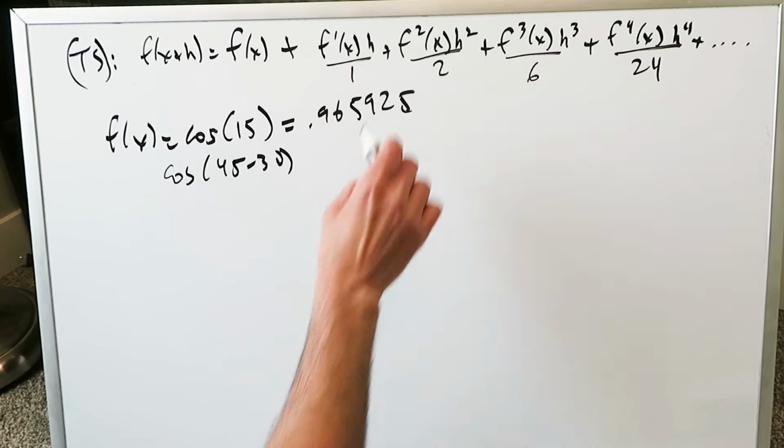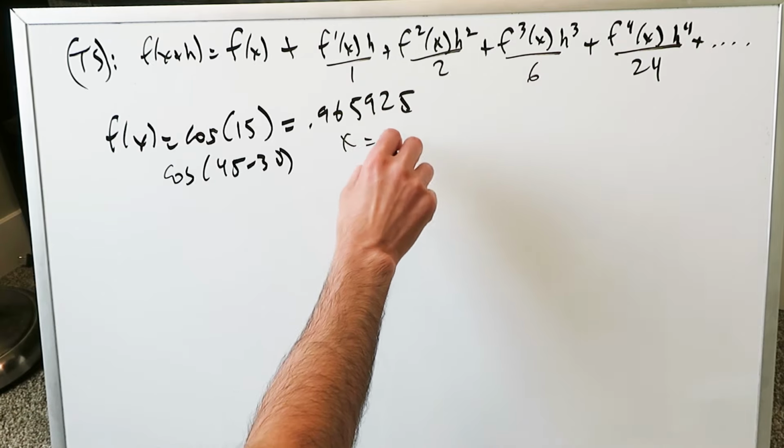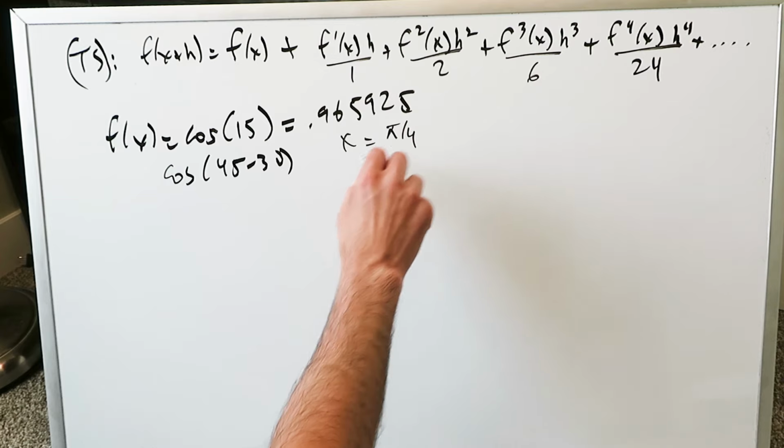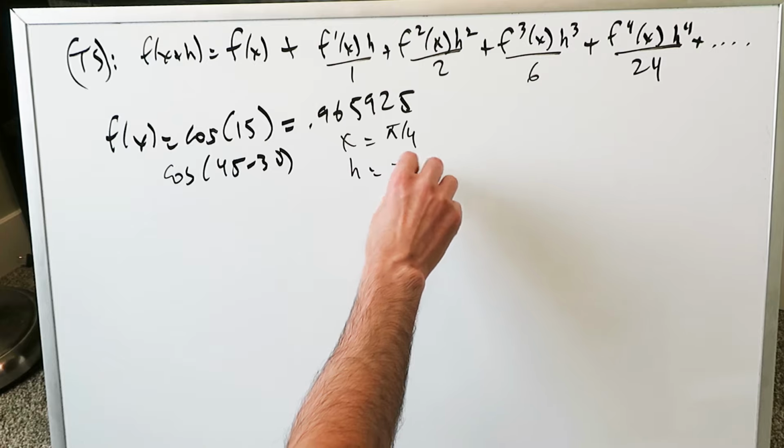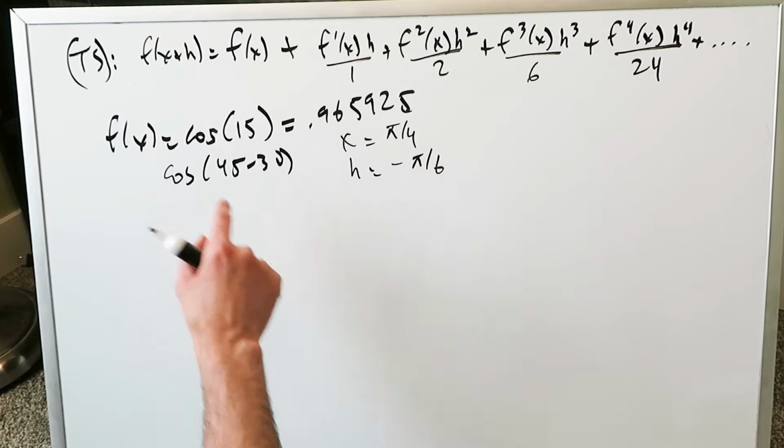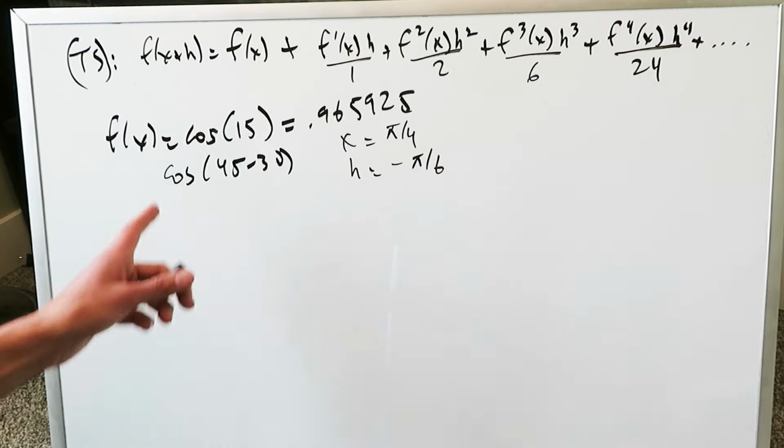0.96595. Now here's my x value. My x value here is 45, which is pi over 4. My h value here is 30, which is pi over 6, but it must be a minus pi over 6 because there's a minus attached to it, so don't forget the minus. Come up with your derivatives.